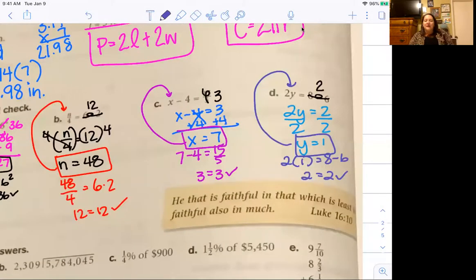Okay, so for B, N equals 48. For C, X equals 7. And for D, Y equals 1. Check your work with mine. Remember, you should have checked, so make sure you're checking because it will help you to get the correct answer most of the time, okay?